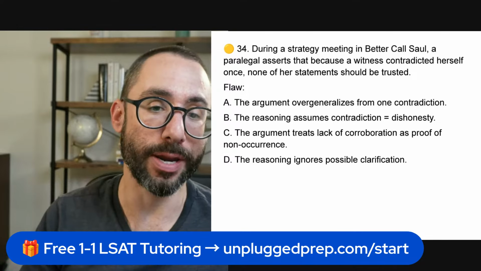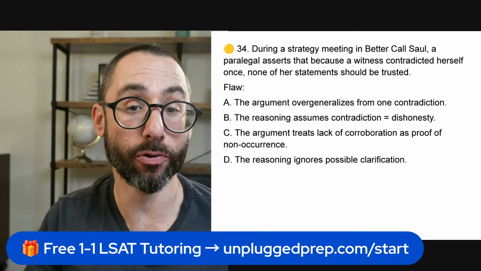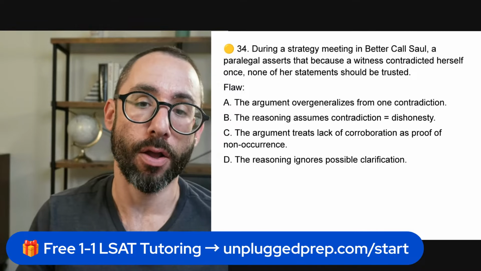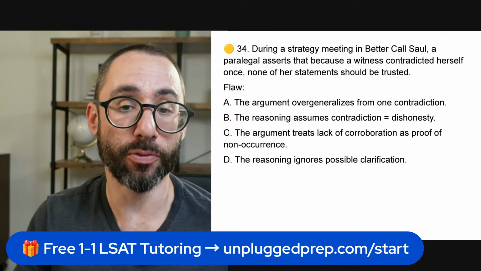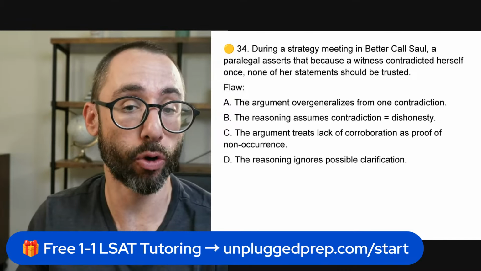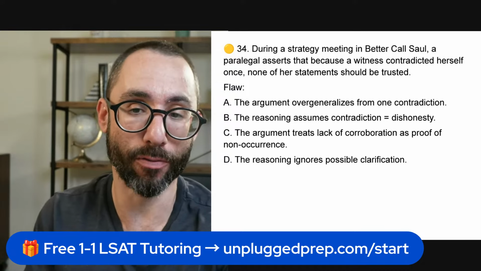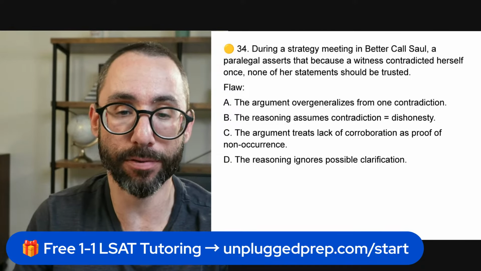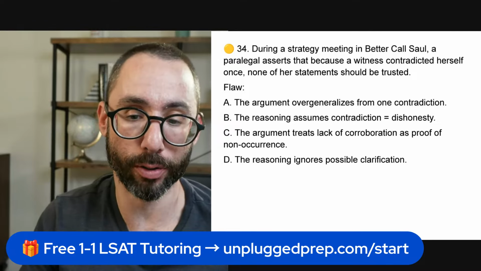During a strategy meeting in Better Call Saul, a paralegal asserts that because a witness contradicted herself once, none of her statements should be trusted. What is the flaw? A, the argument overgeneralizes from one contradiction. B, the reasoning assumes contradiction equals dishonesty. C, the argument treats lack of corroboration as proof of non-occurrence. Or D, the reasoning ignores possible clarification. When you have your answer, please drop it in the chat, A, B, C, or D. If you're not sure, just drop a question mark, but do commit to an answer.